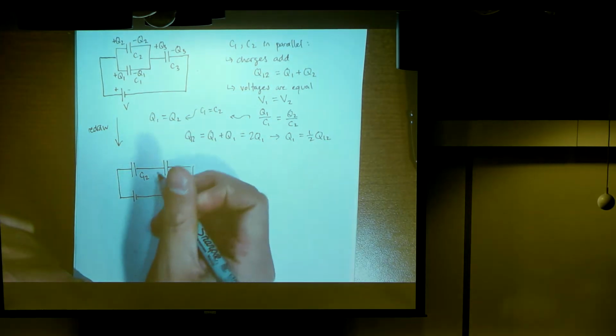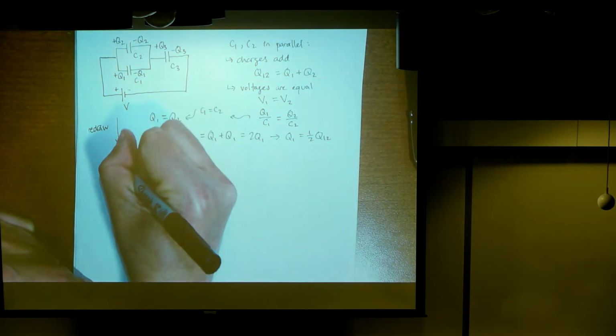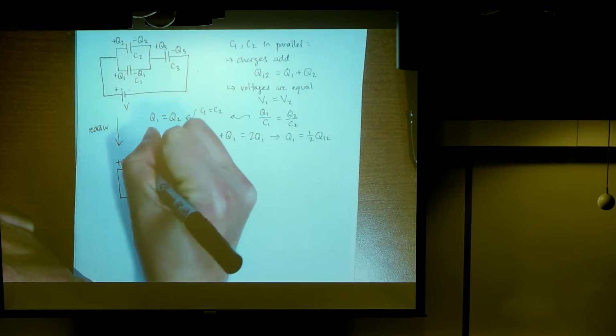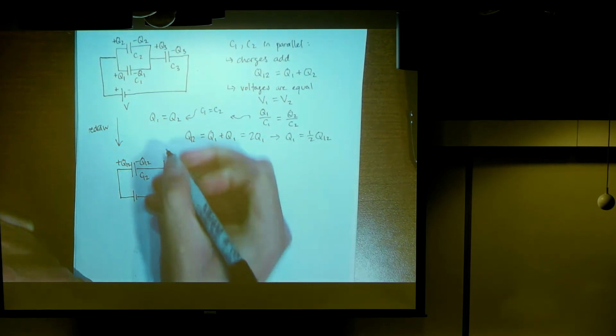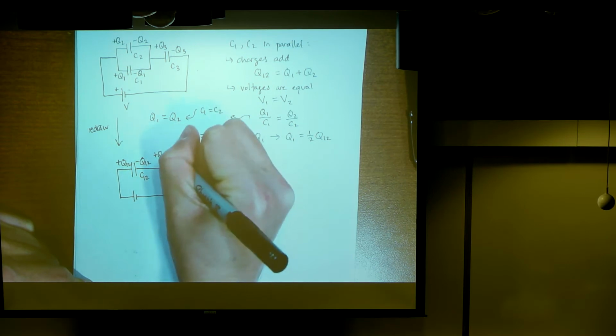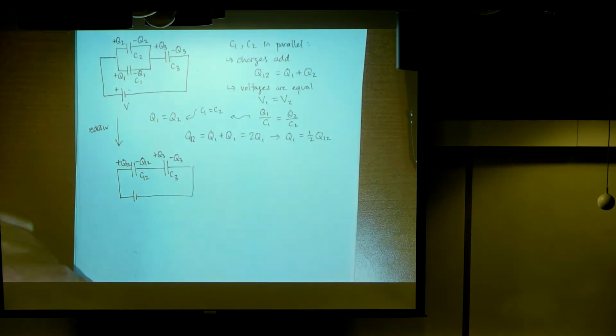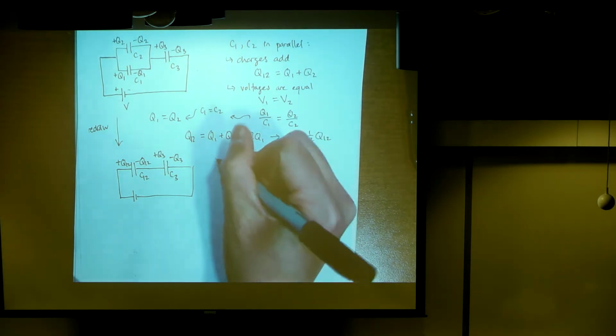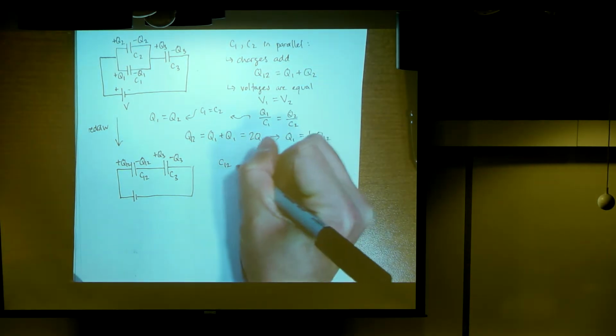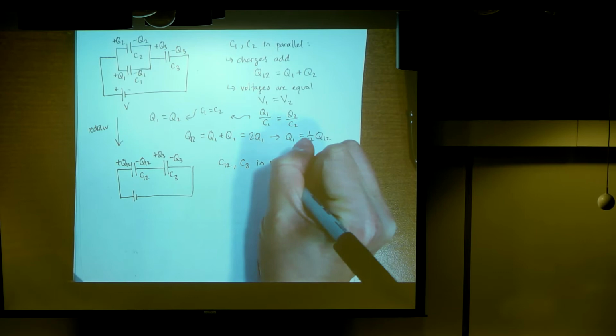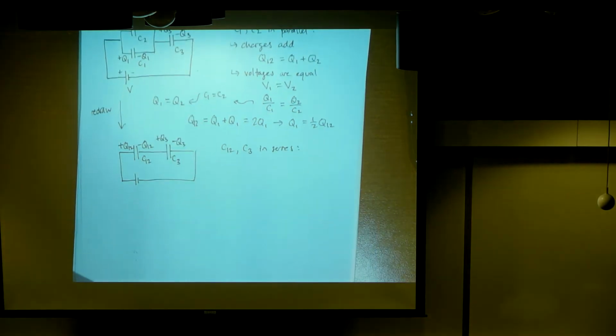Now, if we label the plates, we label the charges on the plates. We have plus Q12 over here, we have minus Q12 over here. We have plus Q3 here, we have minus Q3 here. All right? So now we have C12 and C3 in a series combination. So the idea is if we're trying to solve for the charges on each capacitor, we need to remember what properties hold true when it comes to series connections. So do you remember?